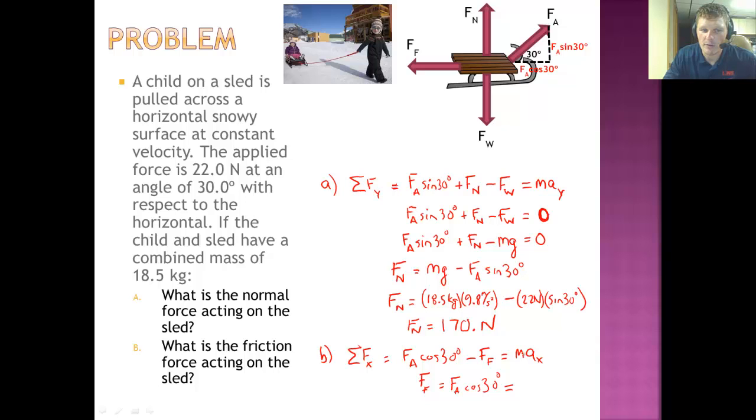The applied force in this problem was 22 newtons, so all you have to do is take 22 newtons times the cosine of 30, and you get an answer. You should get the frictional force to be about 19 newtons. If you need to pause the video and take a look at all this, please feel free to do so, because on the next slide, I'm going to put you to the test and see if you know how to solve a problem very similar to this.